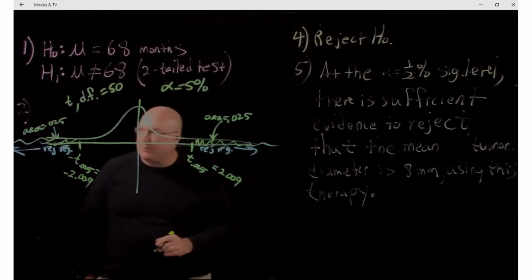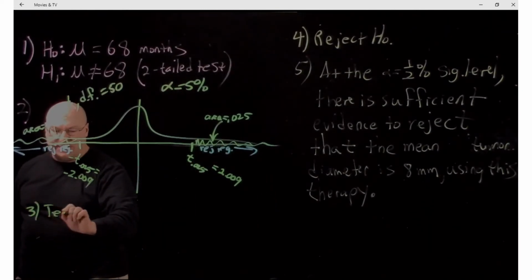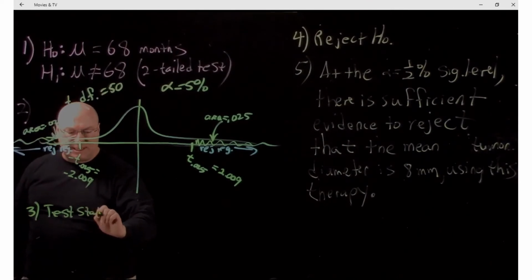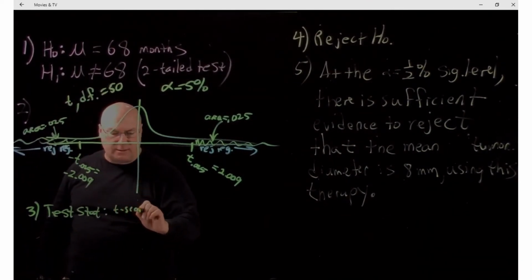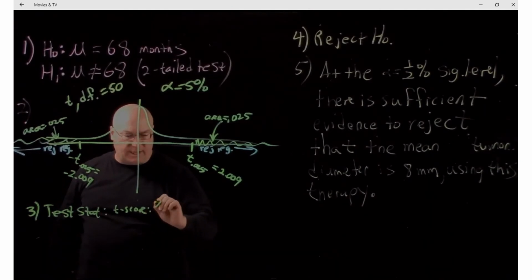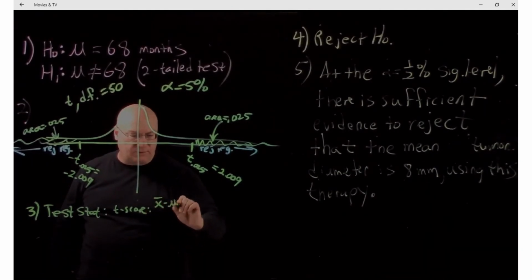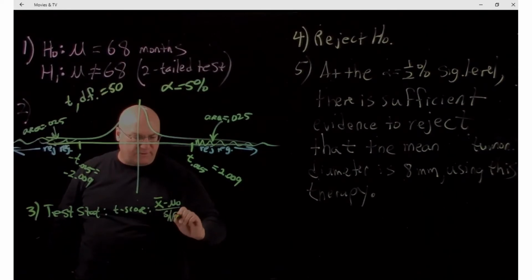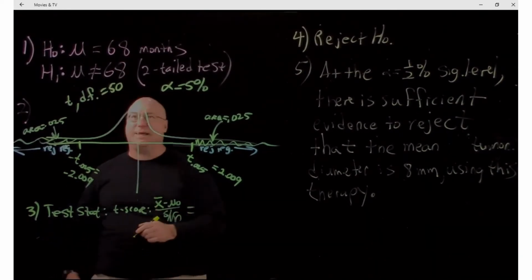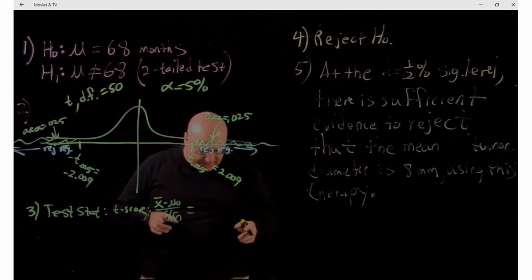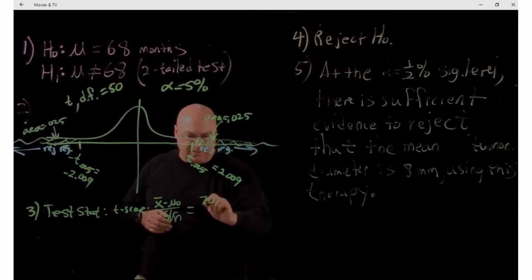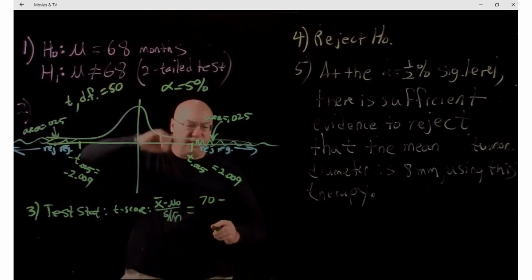So now ready for step 3, the test statistic. It will be the t-score again, and it will be x bar minus mu sub 0 over s over the square root of n. You should really get used to that, right? You're going to see that a lot. What is x bar? I look it up, and I find x bar to be 70. Minus my mean here is 68.